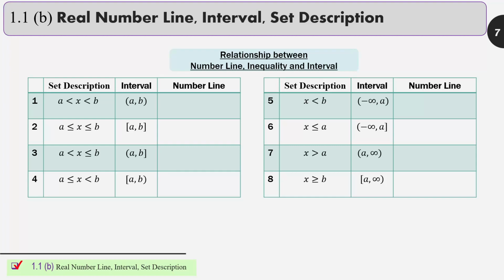Okay, if we write a set description from A to B which is not inclusive, your interval must be a round bracket. So on our number line, both are with a hole. And if it is inclusive, it is a solid dot. Comparing these two, you can notice that a solid dot means it's inclusive of A and B.